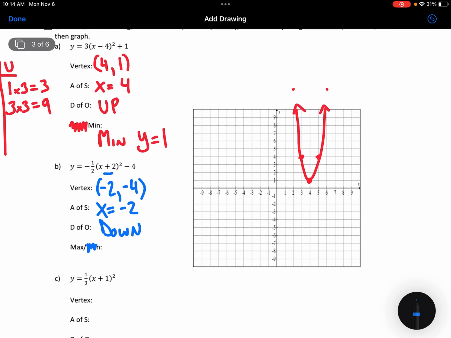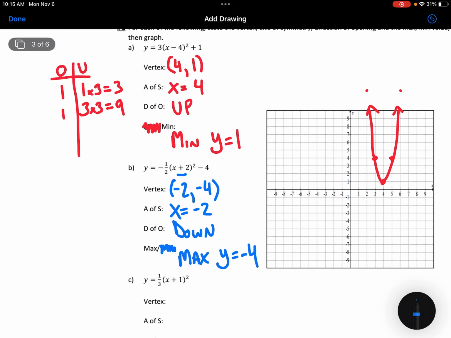Okay, if we're facing down, that means it's a maximum. We can only get up to a certain point. So we have a max here of y equals -4. And now let's do our over and ups.